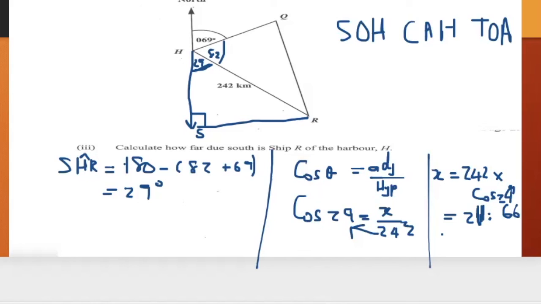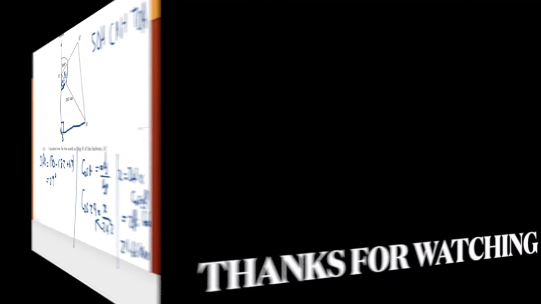Now, I could round it off to the nearest whole number. I could leave it to one decimal place, two decimal places. This question did not specify what it wants, so I will just leave it as 211.66 kilometers. And that's it.